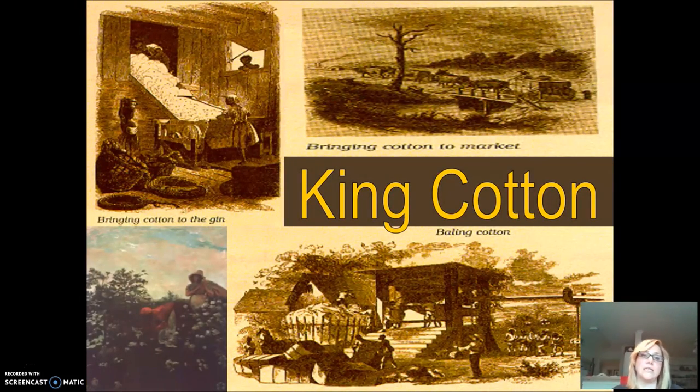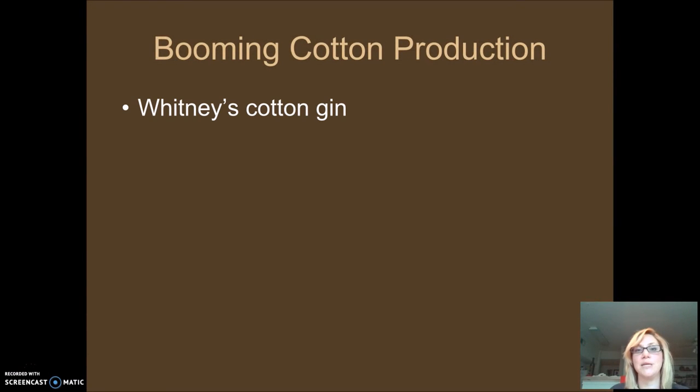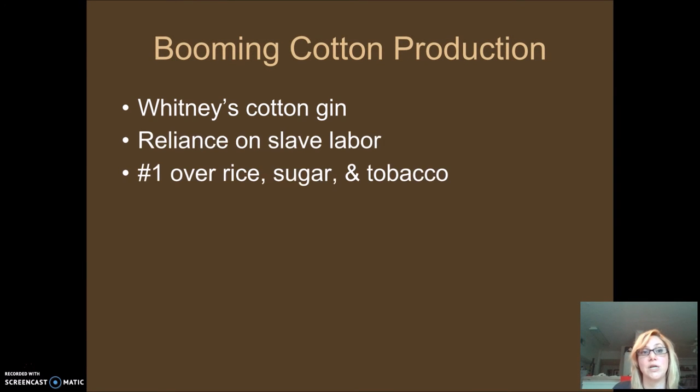Okay, then we have King Cotton. And remember, I yelled, cotton is king. But it was a thing, and it will give the South a false sense of accomplishment, hope, superiority, especially economically. They're like, we're doing so much better than the North. And technically, if you want to look at it that way, they're right. It's true. They were doing better than the North, financially speaking, basing their economy off of cotton.